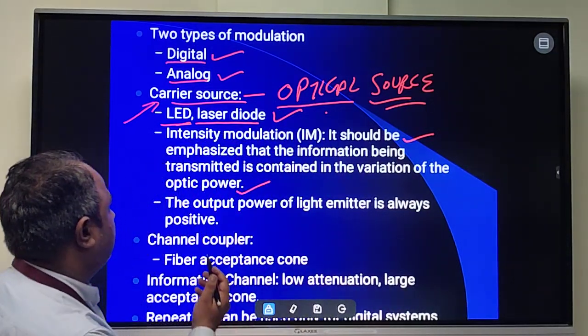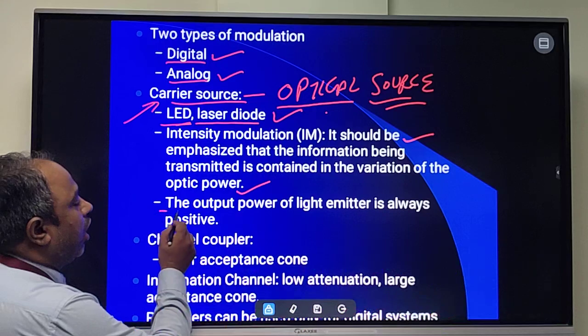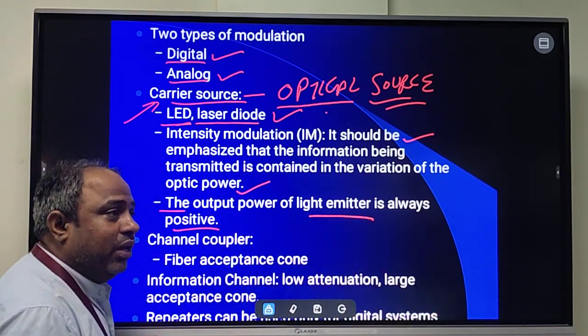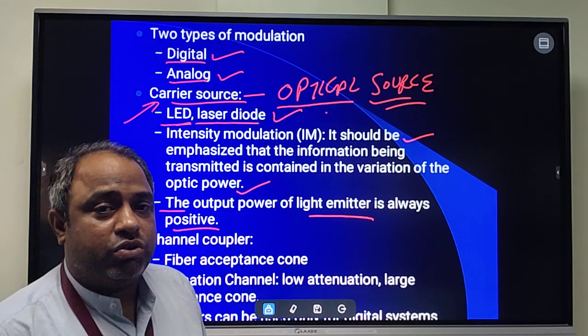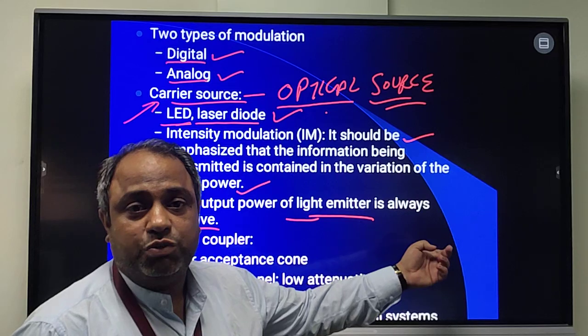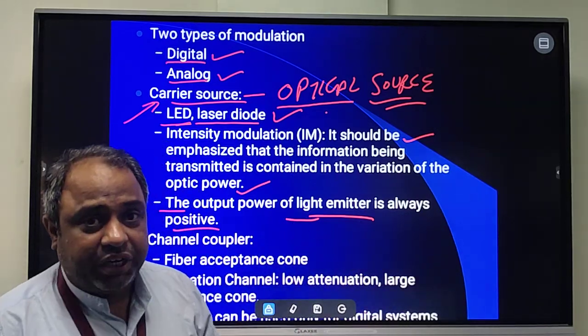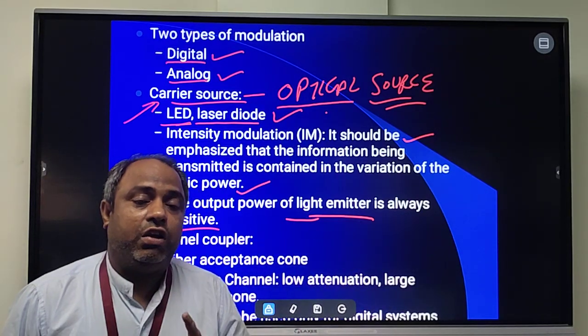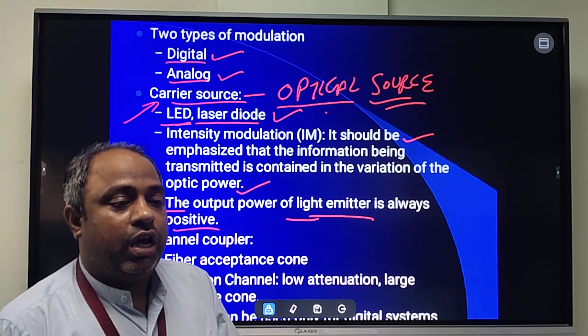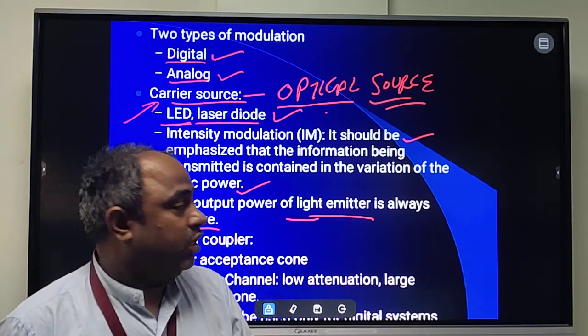Now the second and third part is that the output of a light emitter is always positive. Remember that. When we are talking about signal transmission, this plays a very important role. The signal is emitted in the form of light very effectively. If it is not emitted, it means you lost your signal and can never find your signal efficiently.